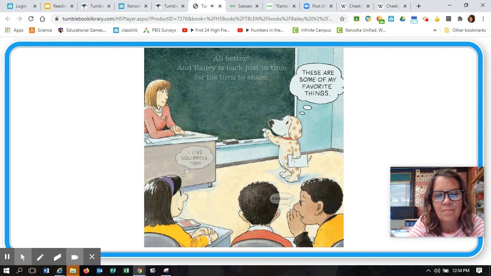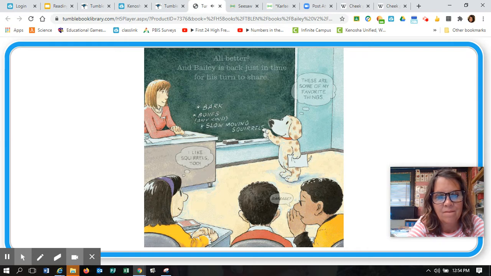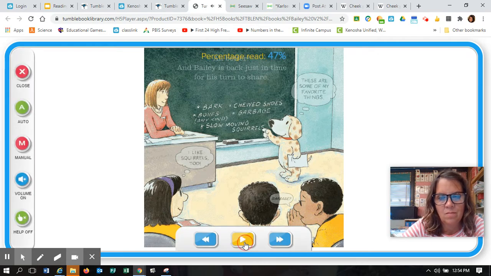These are some of my favorite things: bark, bones, any kind, slow-moving squirrels, chewed shoes, garbage.